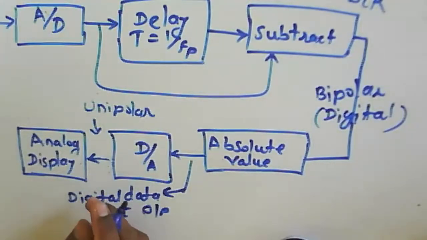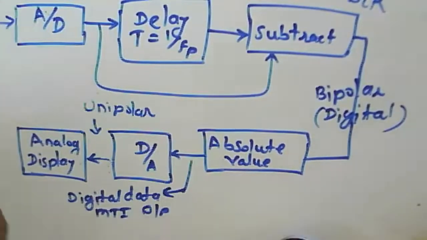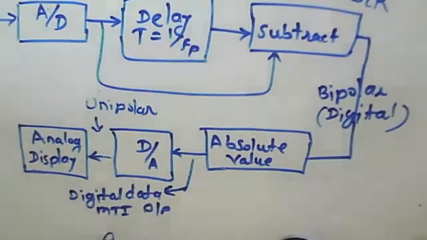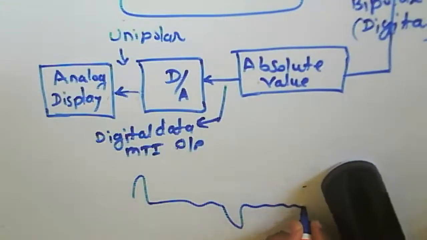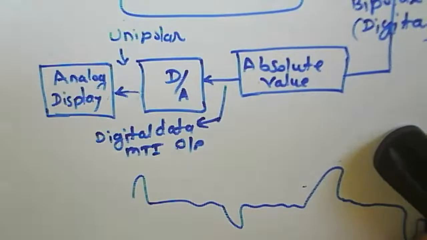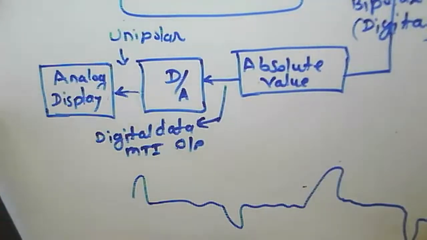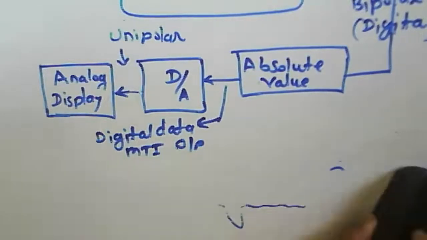Now we say there is a cancellation of the clutter echo, and it has both a positive amplitude as well as a negative amplitude. But ultimately, our aim is to get only the moving target amplitude. The moving target pulses are what we are supposed to be detecting.